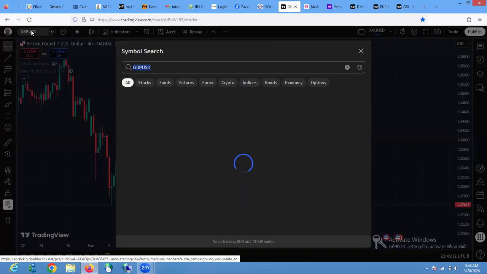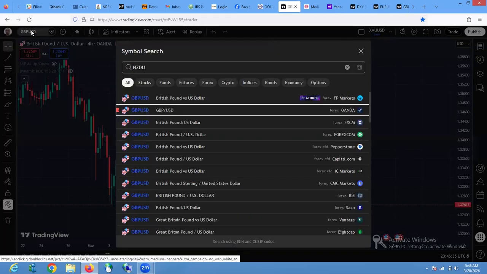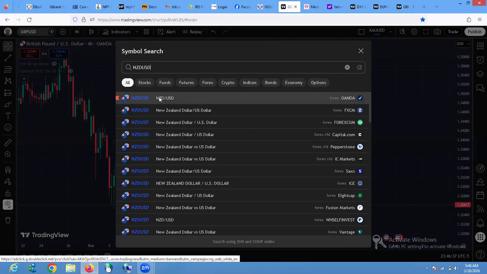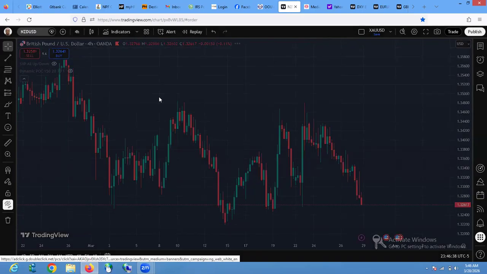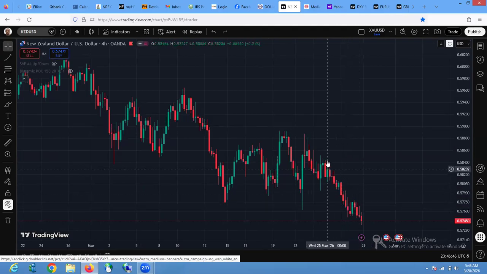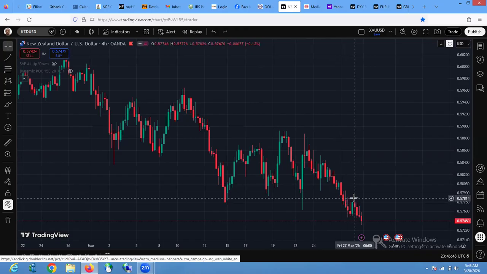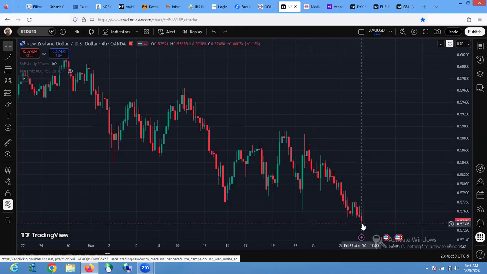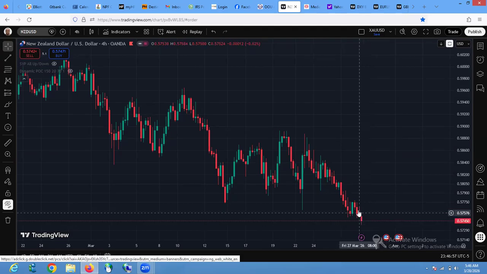NZDUSD also has given us a 1 and a 2. In this case, this may be the 4th wave of wave 3, and we are going to do the 5th wave of wave 3. This may finish itself earlier. Then, of course, after this, we may expect wave 4, probably a much bigger correction.